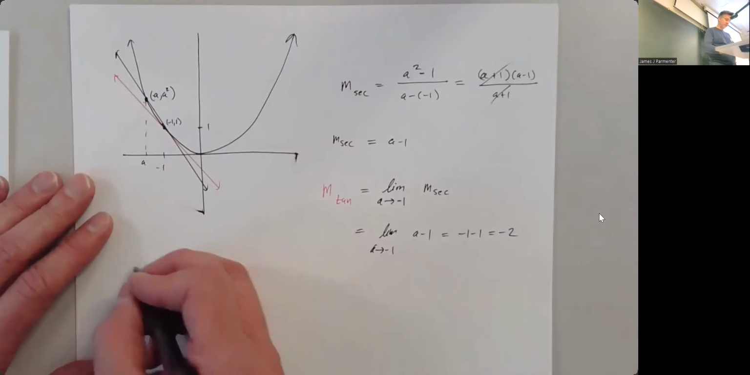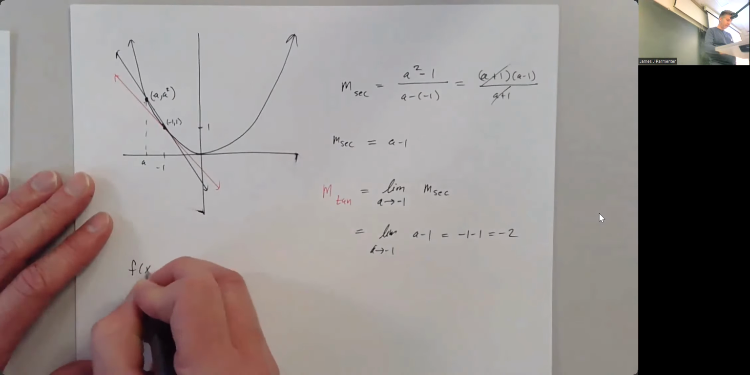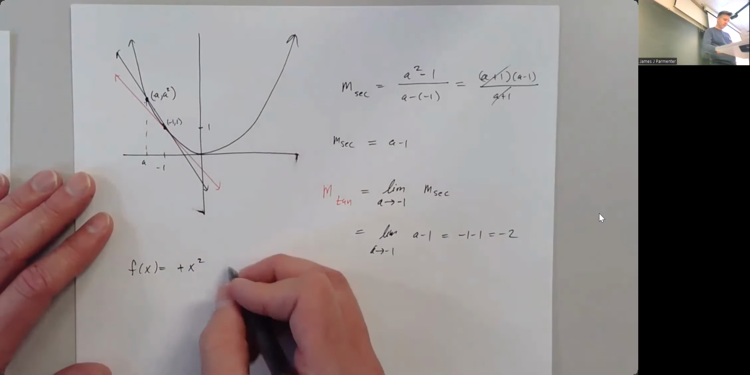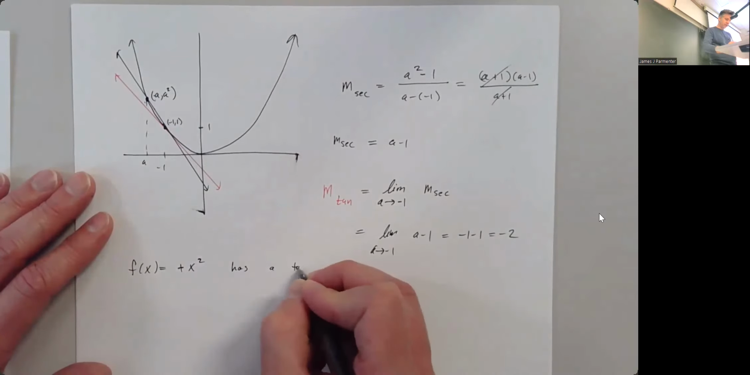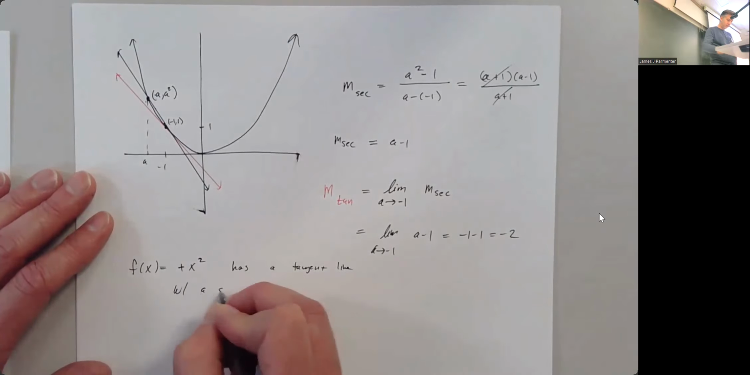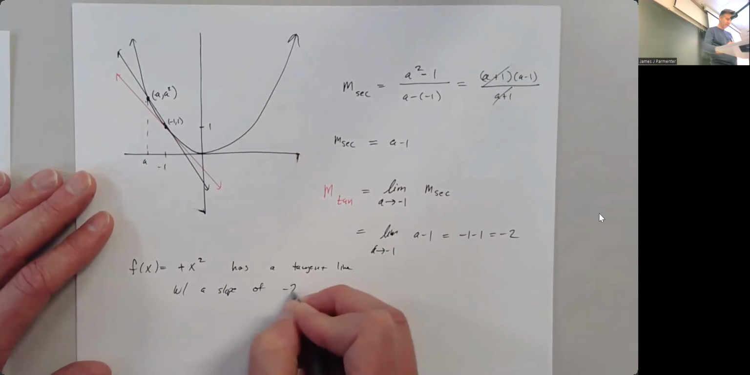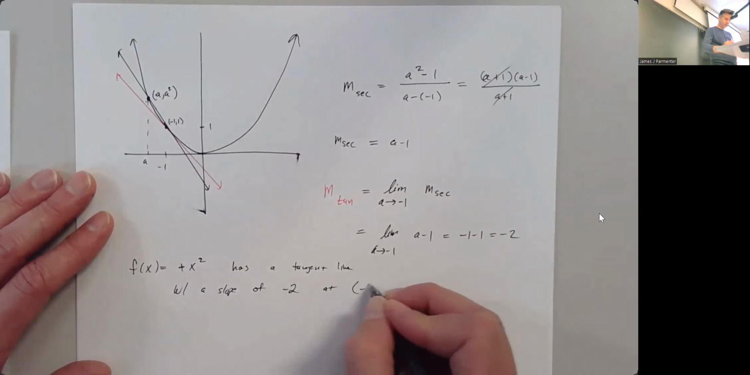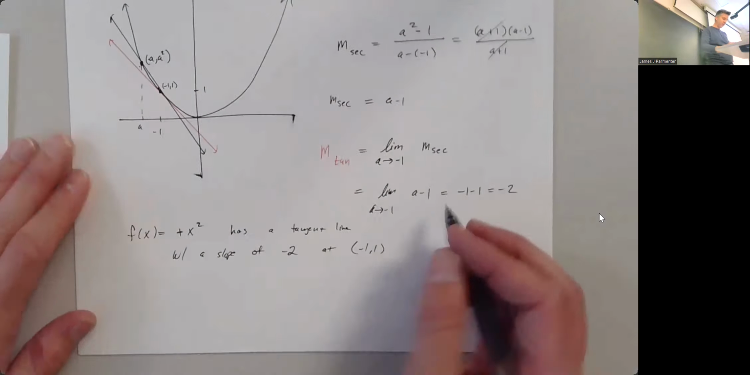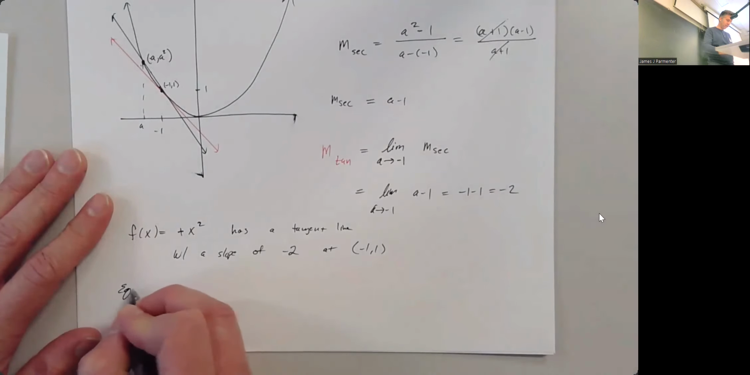So what we can say here is the function f of x equal to x squared has a tangent line with a slope of -2 at the point (-1, 1). Often, the question that is actually asked for something like this is, what is the equation of the line tangent at the point (-1, 1)? So if we want to find the equation of the tangent line, well, we have all the pieces we need.